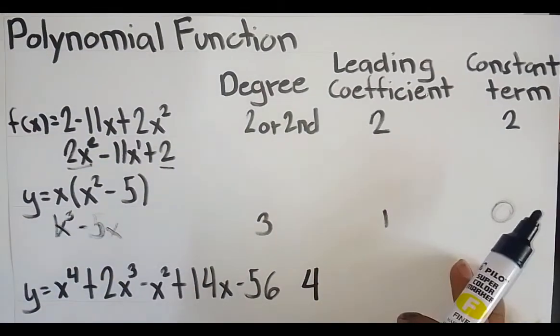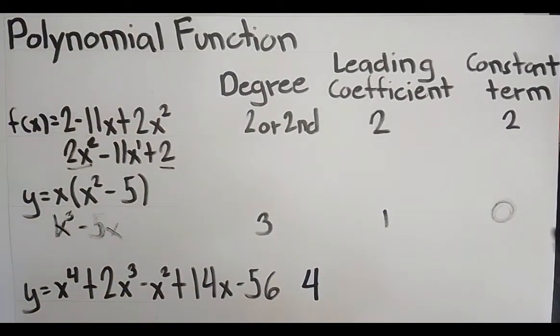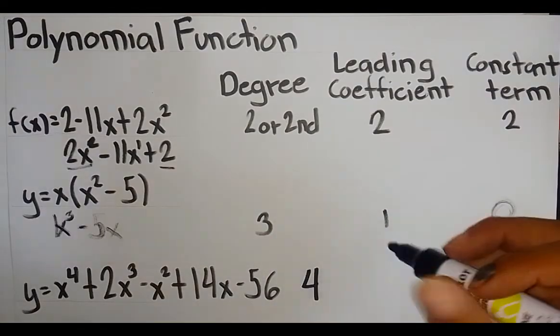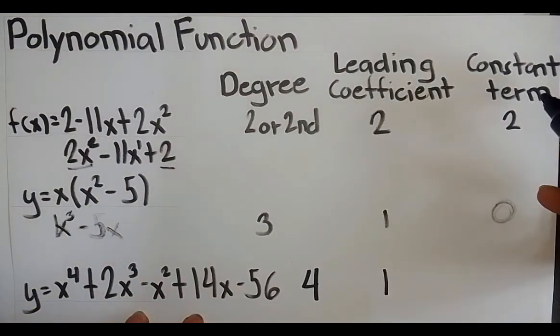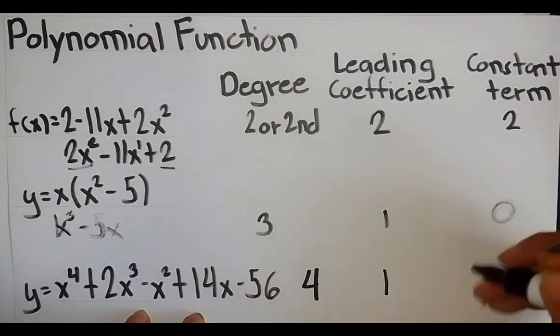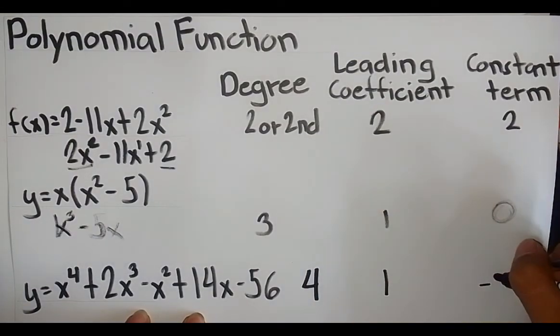And for leading coefficient naman, the leading coefficient is the first leading term. What is the first term of your equation? So our first term is x to the power of 4. So we have an x variable with an invisible 1. So our leading coefficient is 1. And then for our constant term naman is negative 56.